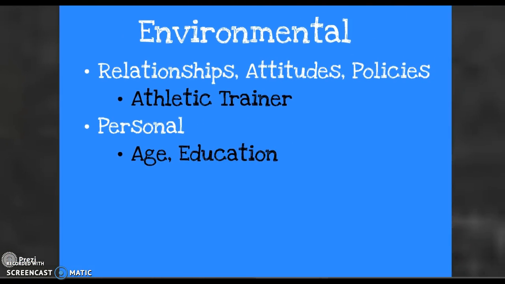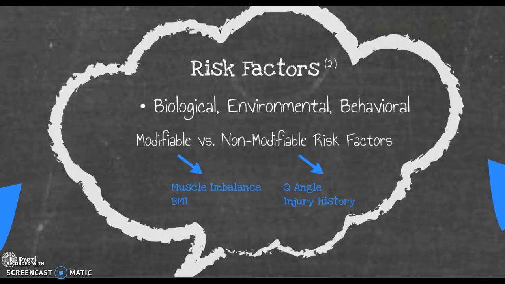And finally, environmental, broken up into relationships, attitudes, and policies. For example, the athlete's relationship with the athletic trainer, whether positive or negative. And also personal, the age and education. So now that we have a framework for the disablement model, we can move into risk factors. And keep in mind throughout the risk factor portion of this presentation those 5 steps we just discussed.